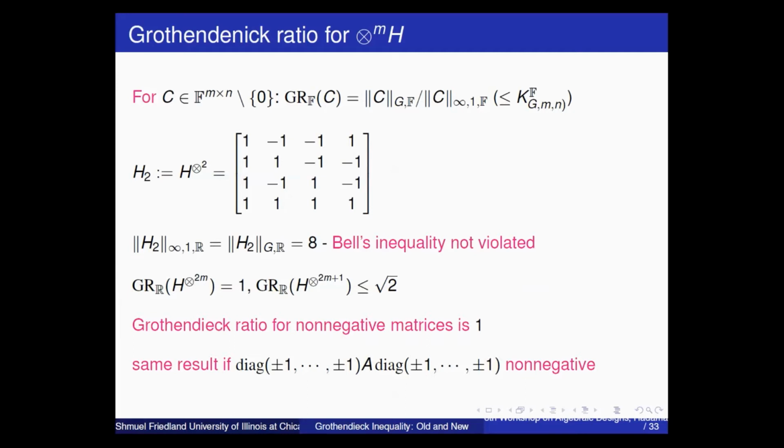So if you use this fact and you go to higher tensor powers, you always have the maximum violation, as for the case of this experiment that we had. You cannot go over square root of 2. I don't know about other Hadamard matrices. Okay, if you take a non-negative matrix, say Aij is a non-negative matrix, there is no cancellation, so there is no violation of the Grothendieck inequality. And you can do this with plus or minus 1.